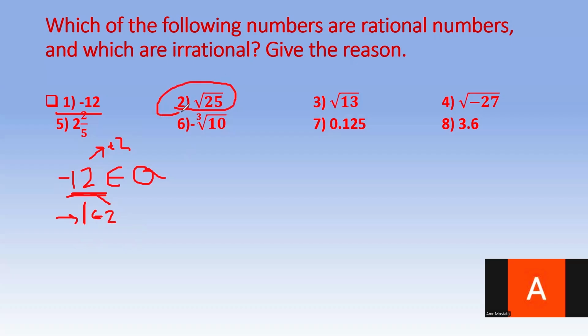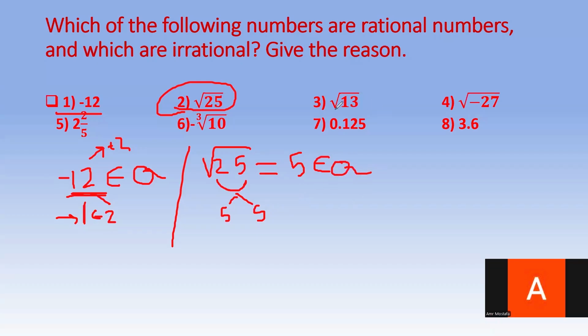Root 25, does it belong to irrational numbers? No, it does not. Why? It's a square root, but 25 is a perfect square. So root 25 equals 5 because 25 equals 5 times 5. So it belongs to Q.